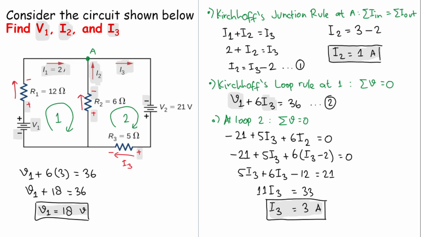And I think we have found all the answers. V1 is 18 volt, I2 is 1 ampere, and I3 is 3 ampere. It is very satisfying because they are all integers.